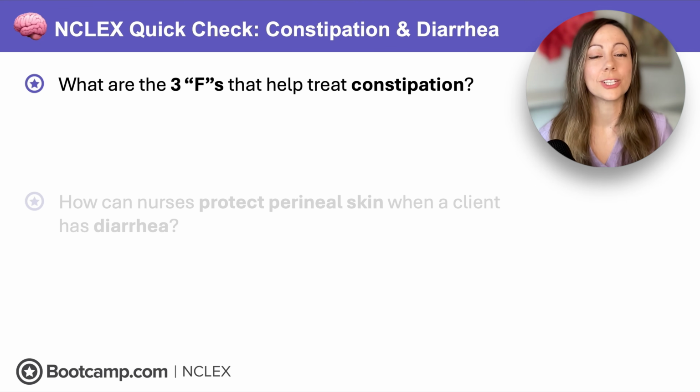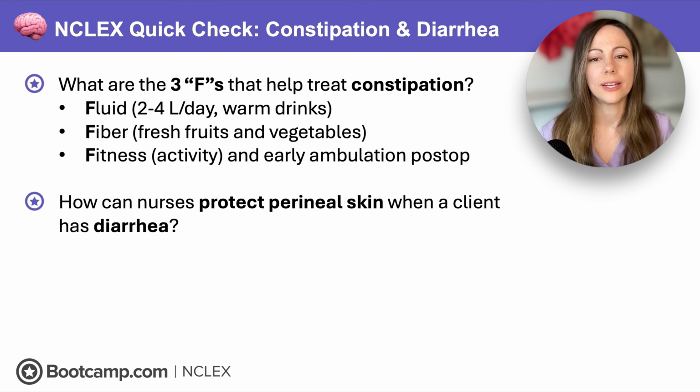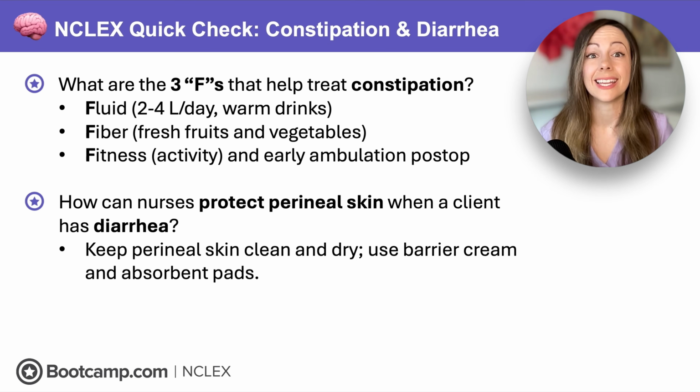So what are the 3 F's that treat constipation? Well, those are the things that get things moving in that GI tract: fluid, fiber, and fitness, and early ambulation post-op. Then how can nurses protect perineal skin when a client has diarrhea? Well, we can protect it by keeping that skin clean and dry and using barrier creams and absorbent pads.